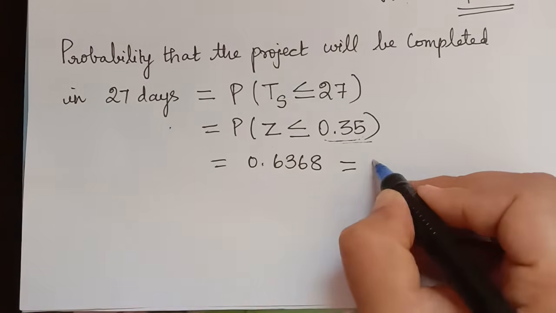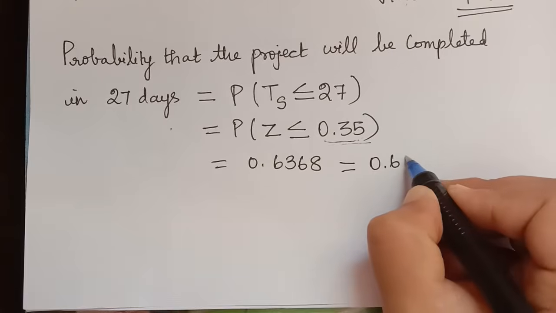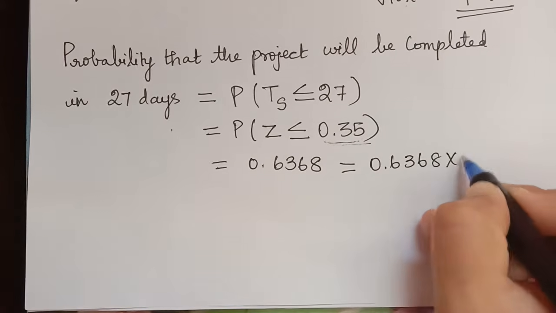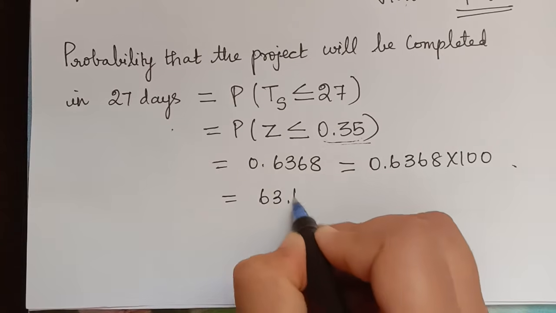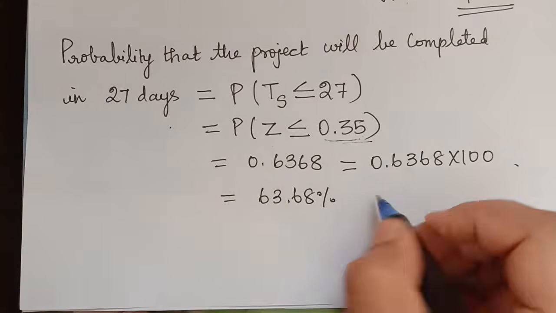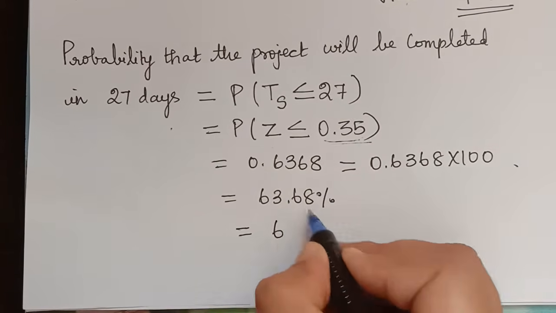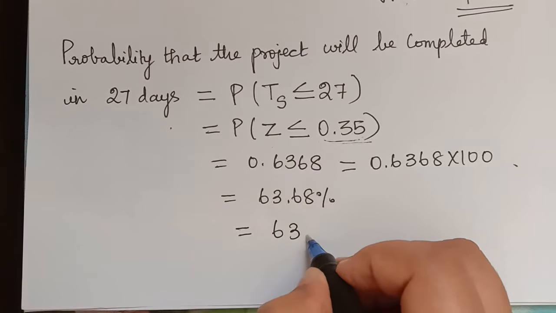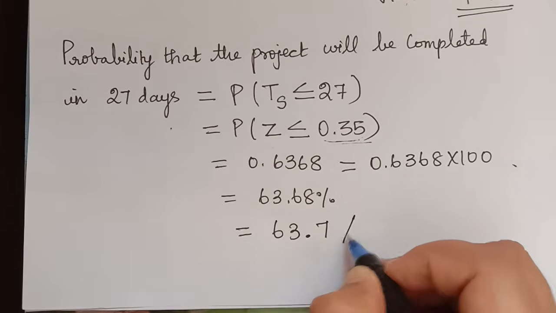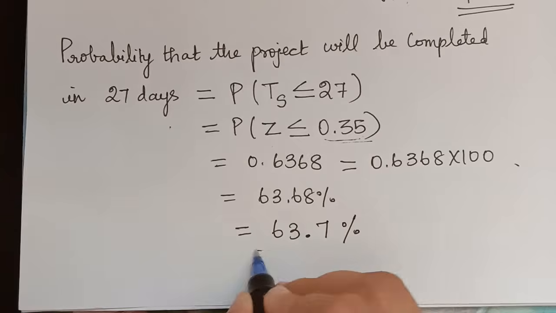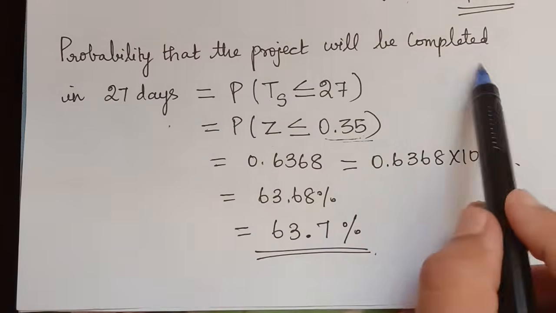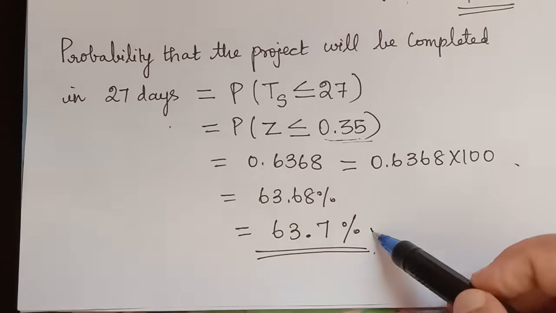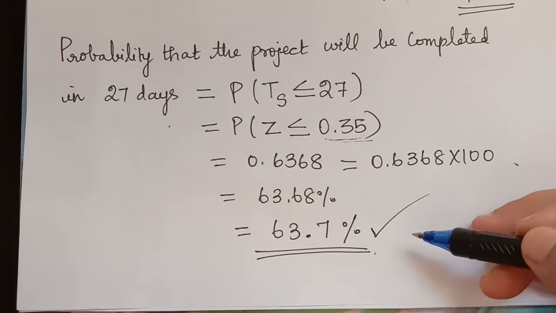And we have to give this answer in percentage. So we have to multiply 0.6368 by 100, and so we will be getting it as 63.68%. We can also simplify it and make it to 1 decimal, so 63.7%. I have rounded this. So this is the probability that the project will be completed in 27 days.